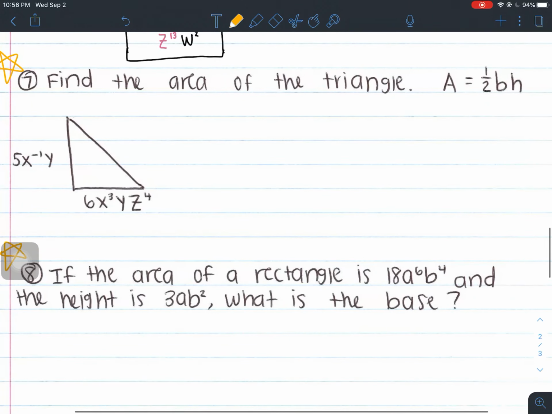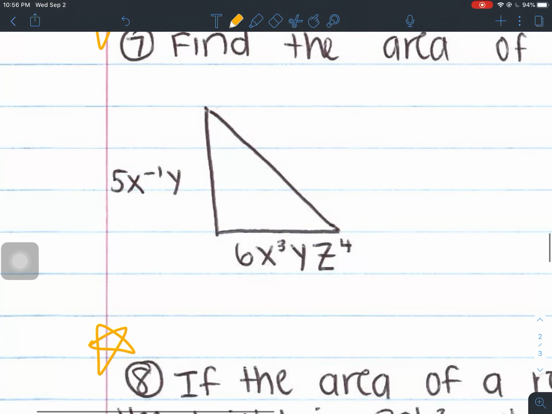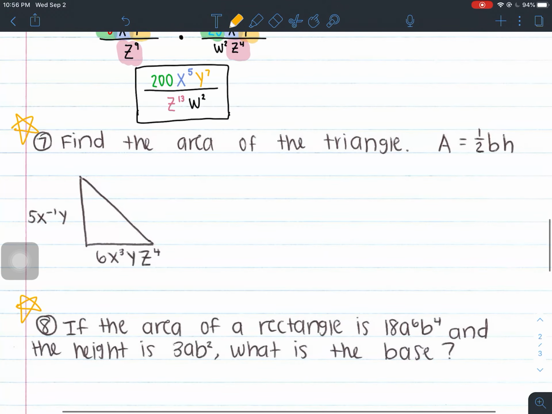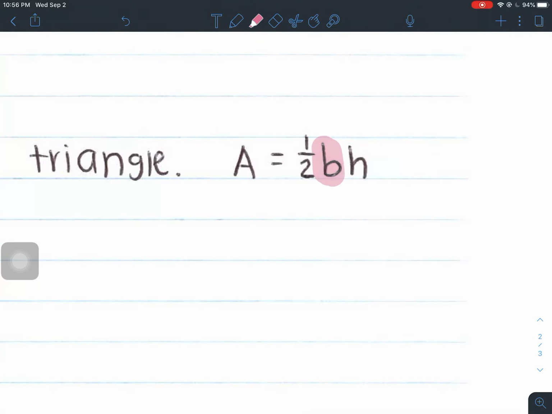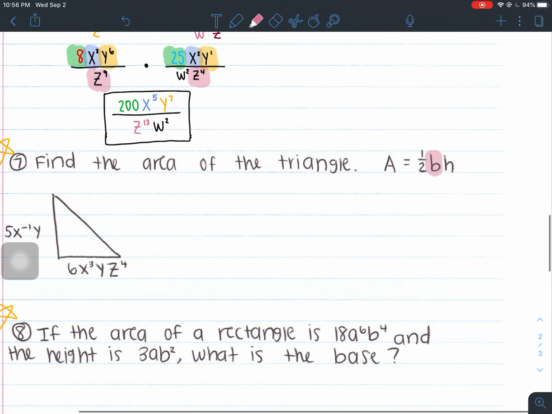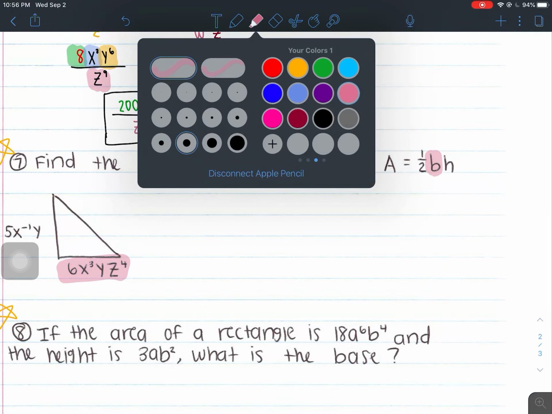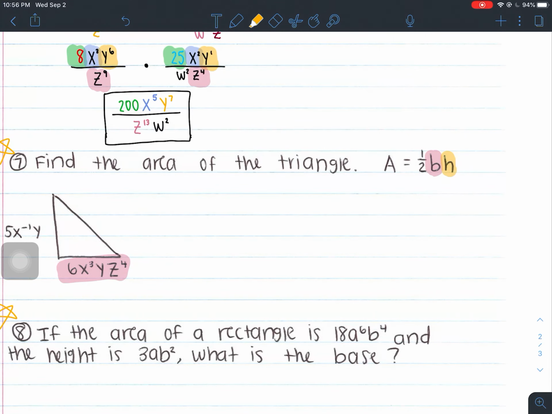So, number 7, find the area of a triangle. And they gave you the formula, area of a triangle is 1/2 times base times height. So we're going to find the area of this triangle over here. They gave us the base and they gave us the height. So we're going to plug it into this formula, okay? So I'm going to go ahead and identify this for us because we get confused sometimes. The base, which would be this, okay? That's the base. And then the height, which is this, okay? And then we have the 1/2.